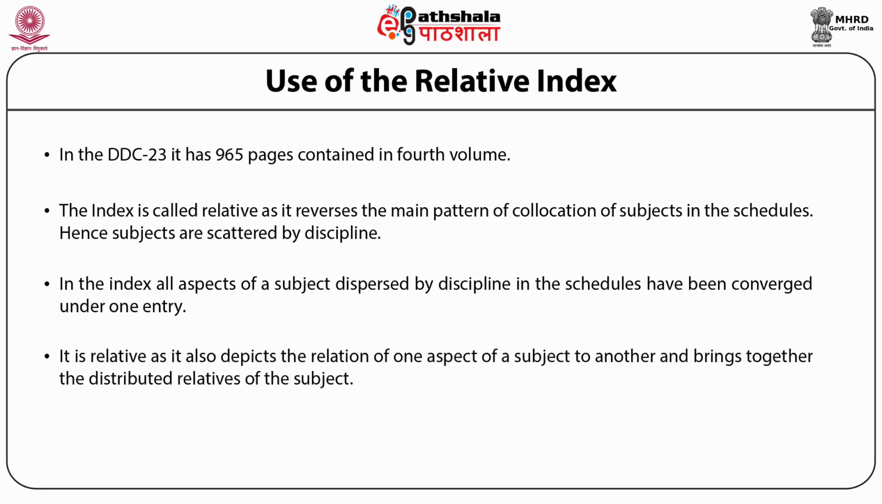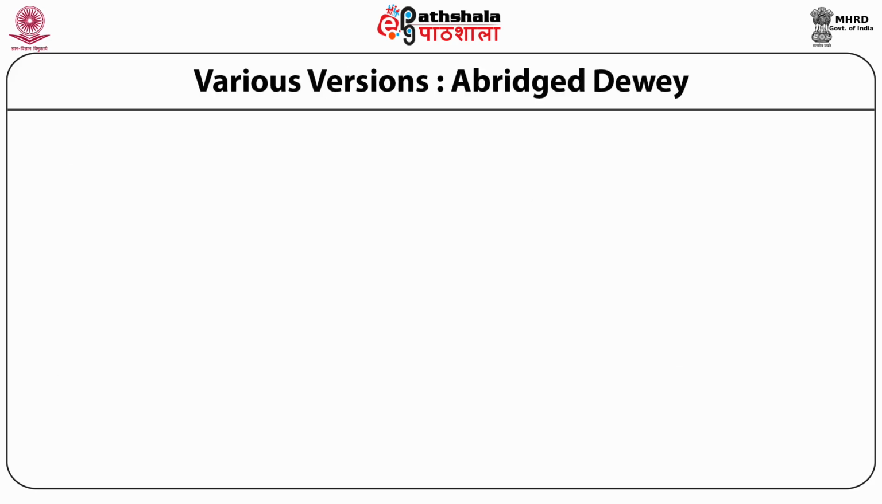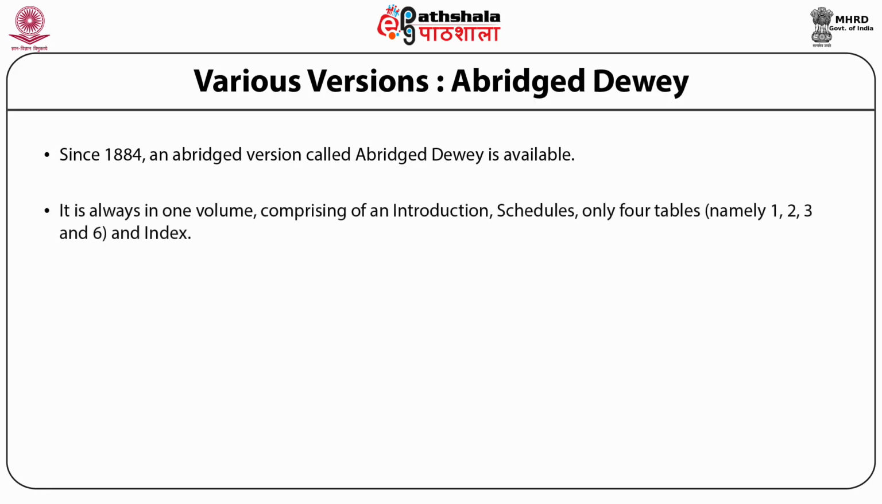It is relative as it also depicts the relation of one aspect of a subject to another and brings together the distributed relatives of a subject or topic. The DDC is available in various versions, and one of the old and very important versions is abridged Dewey, that is concise Dewey. Since the year 1884, an abridged version called abridged Dewey is available.